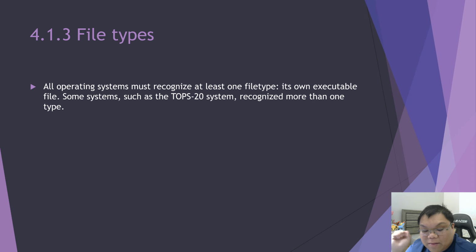If that were the case, maybe the alternative would be to save to a text file, but that assumes that the system can even understand what a text file is to begin with. So if there is a file type that all operating systems must be able to understand, it's going to be at the absolute minimum its own executable file. Some systems can recognize more than one type of executable.